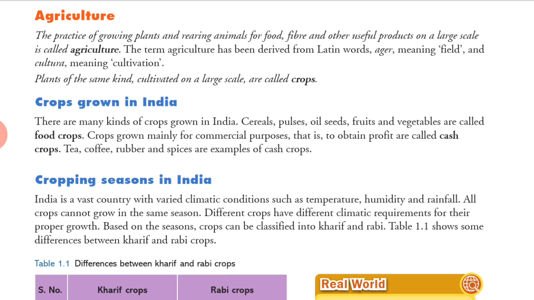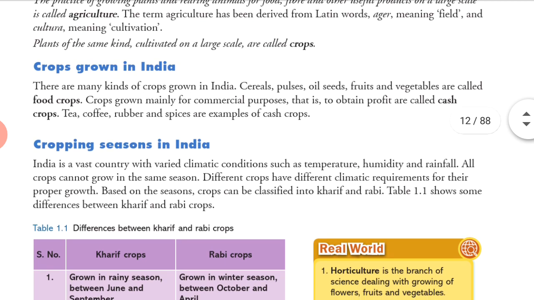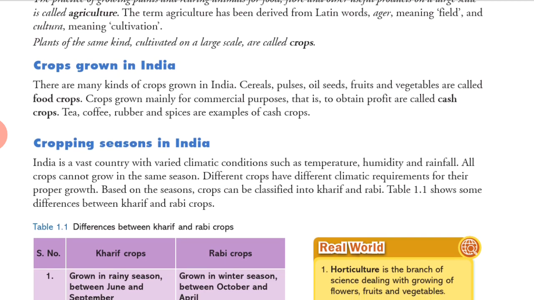Crops grown in India: cereals, pulses, oilseeds, fruits and vegetables are called food crops. Crops grown mainly for commercial purposes, that is to obtain profit, are called cash crops. For example, tea, coffee, rubber and spices are examples of cash crops. This can be asked in MCQs also. Options will be given over there, and then it can be asked, name the cash crop.